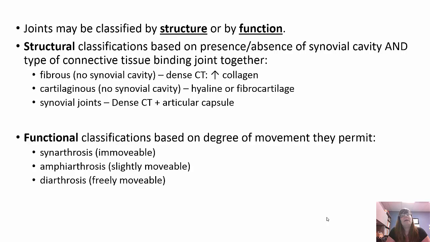So fibrous, you have a lot of collagen fibers, so very strong. Cartilaginous, either hyaline or fibrocartilage. And then synovial joints have that articular capsule, so they have a synovial cavity and also dense connective tissue. And we're going to focus on synovial joints a lot in this lecture.